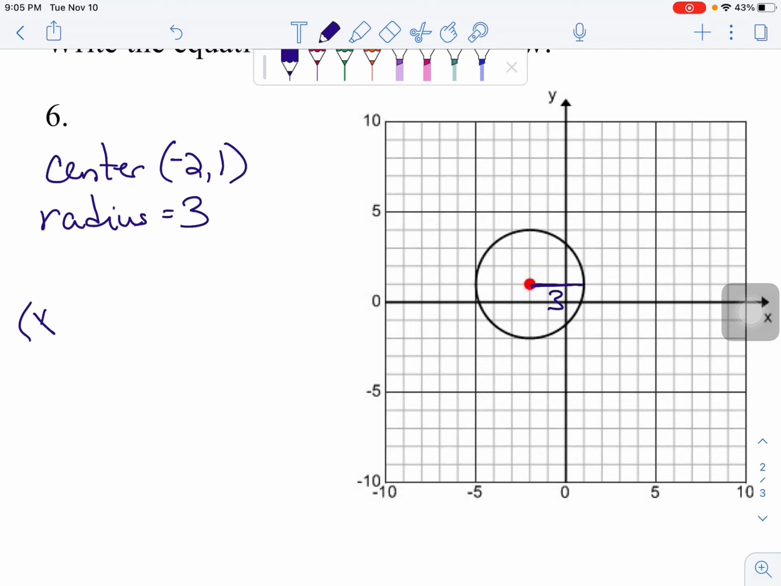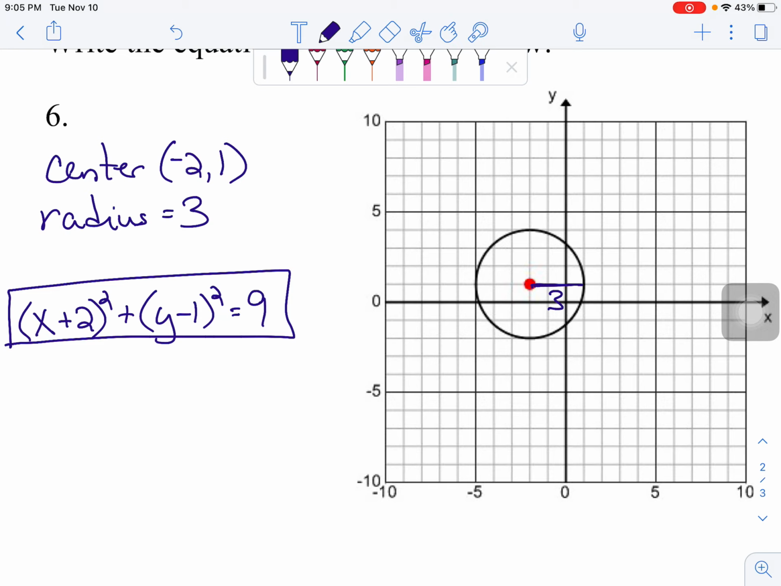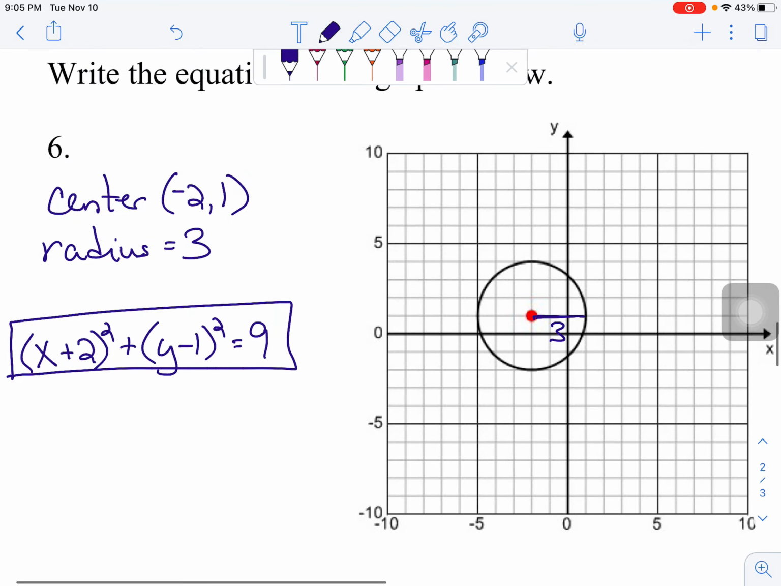So let's see what we've got here. X, we're going to go with the opposite of the x value. So plus 2 squared plus y, again, opposite of the y value for the center. So minus 1 squared is equal to whatever your radius squared is. So in this case, that would be 9. All right. So that is the standard form equation, and I am completely happy with that. All right. Again, the directions don't say otherwise, so it's okay to leave it as is.